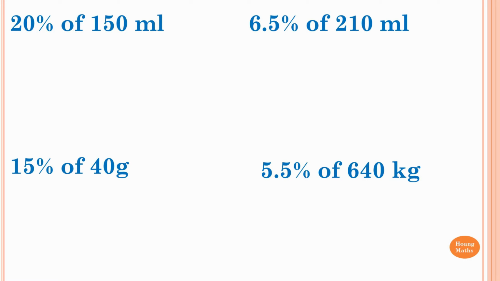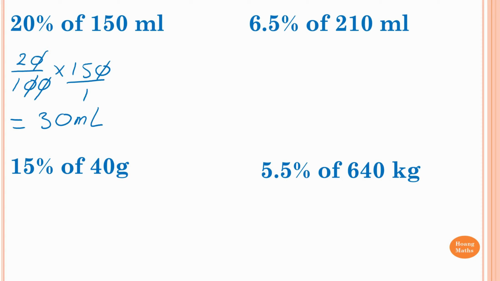20% of 150 milliliters. 20% means 20 per 100 of 150. So what we do, 150 is just like 150 over 1, if you like. So the 0 cancels with this 0, and this 0 cancels with this 0. So we're left with 2 times 15. 2 times 15 is 30. So 30 milliliters.